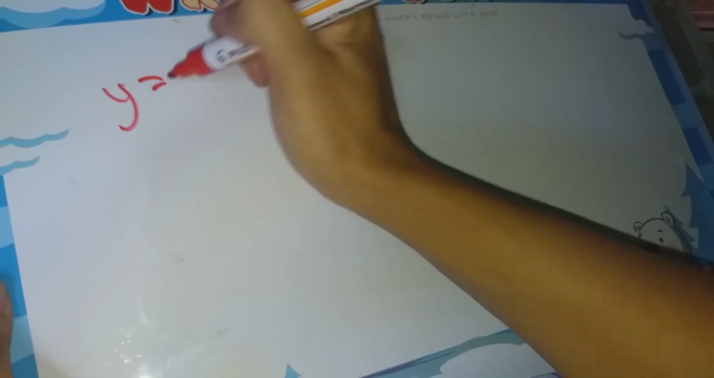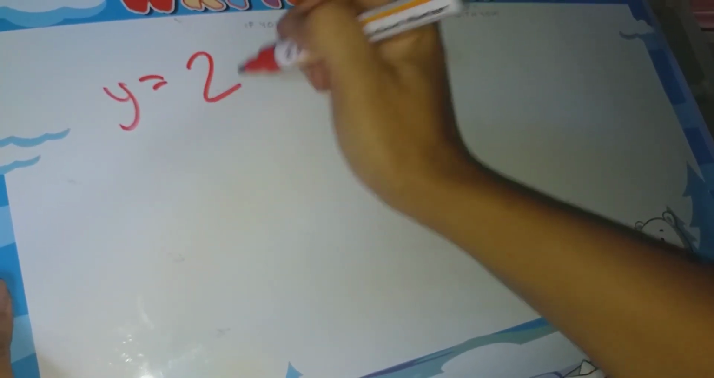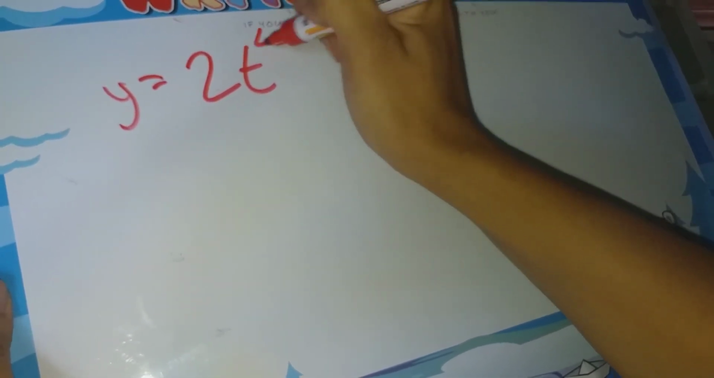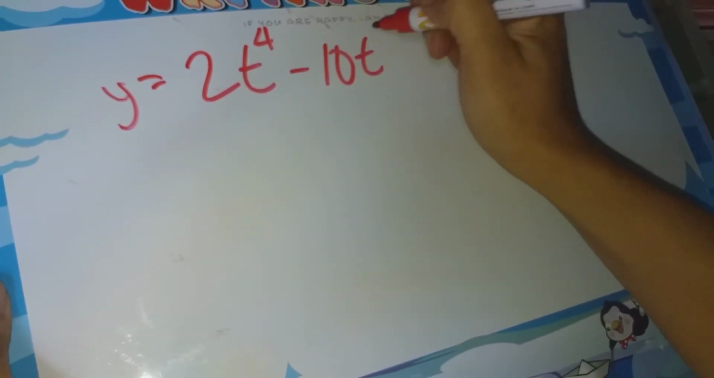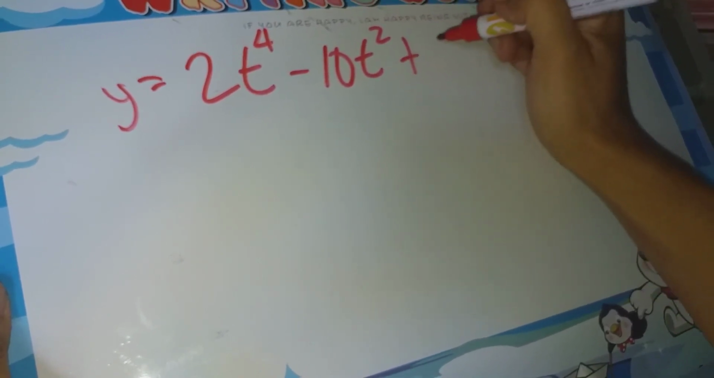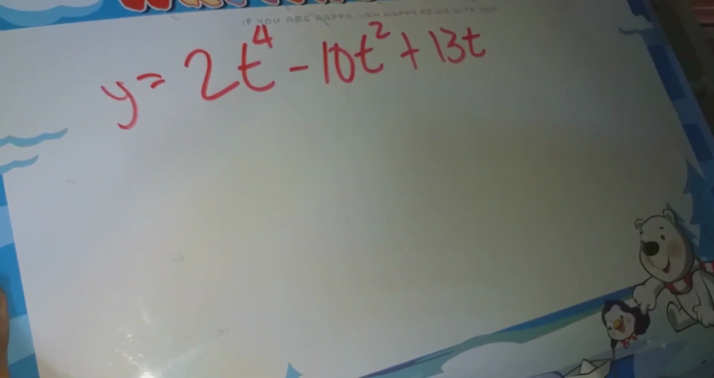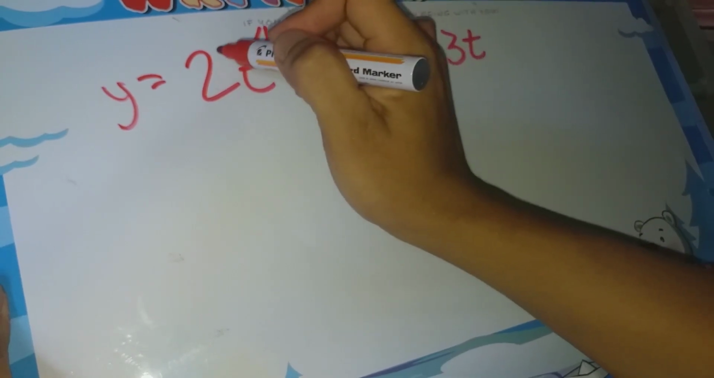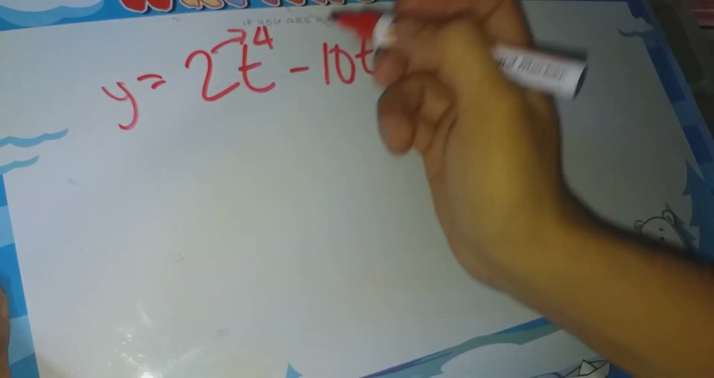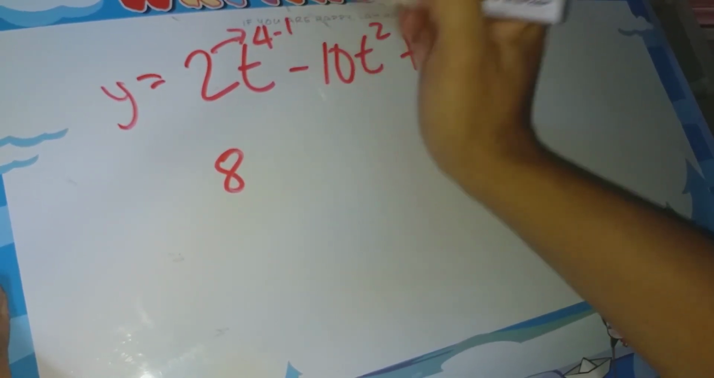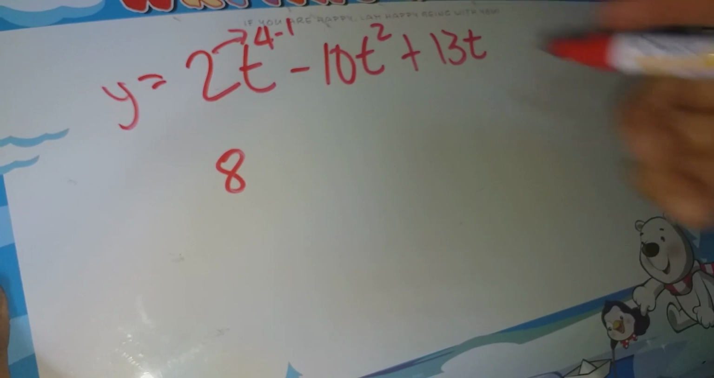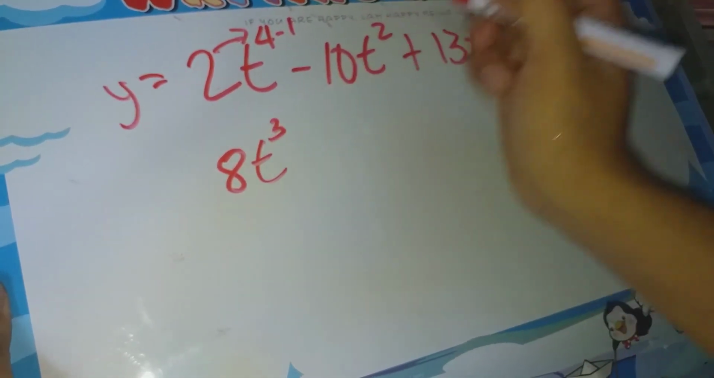In problem number 2, y is equal to 2t raised to 4 minus 10t squared plus 13t. Again, we're going to multiply the numerical coefficient to the exponent. 2 times 4 is simply 8. And then we're going to subtract 1 from the exponent. So 4 minus 1 is t cubed.